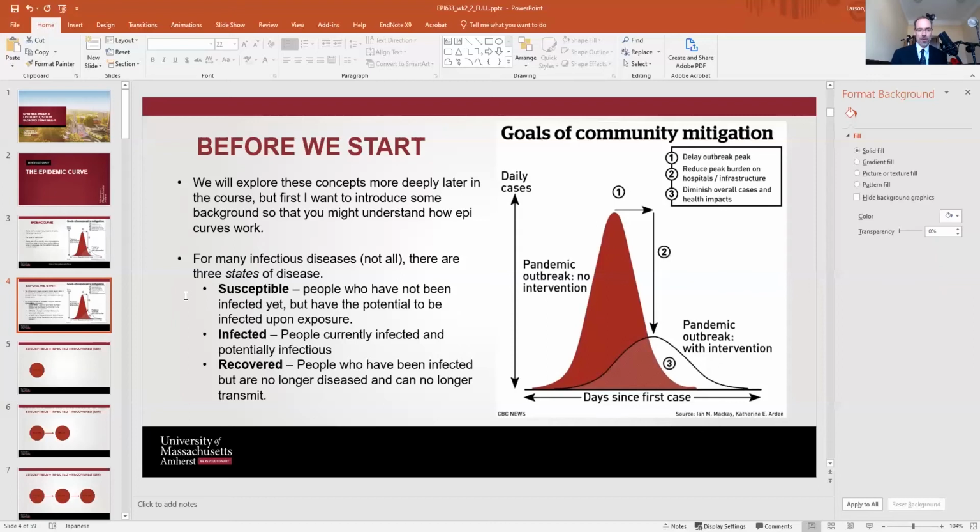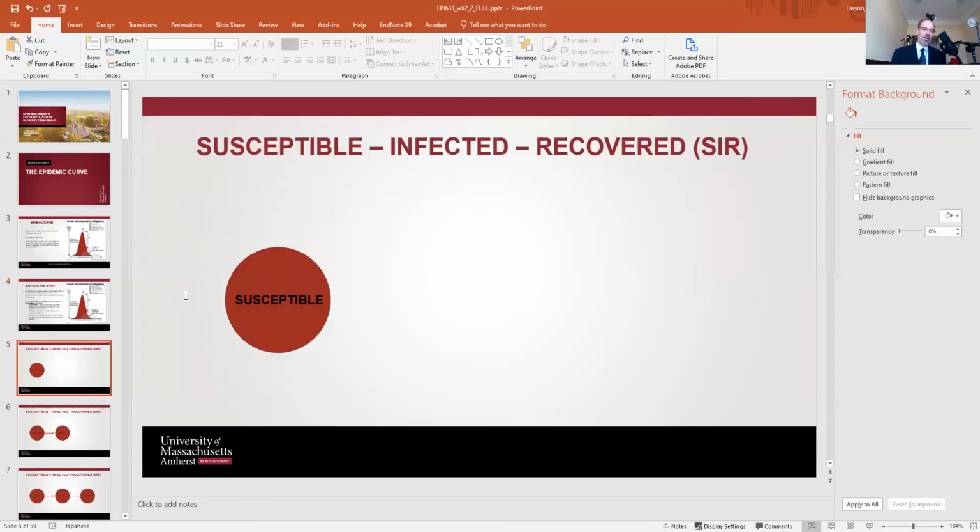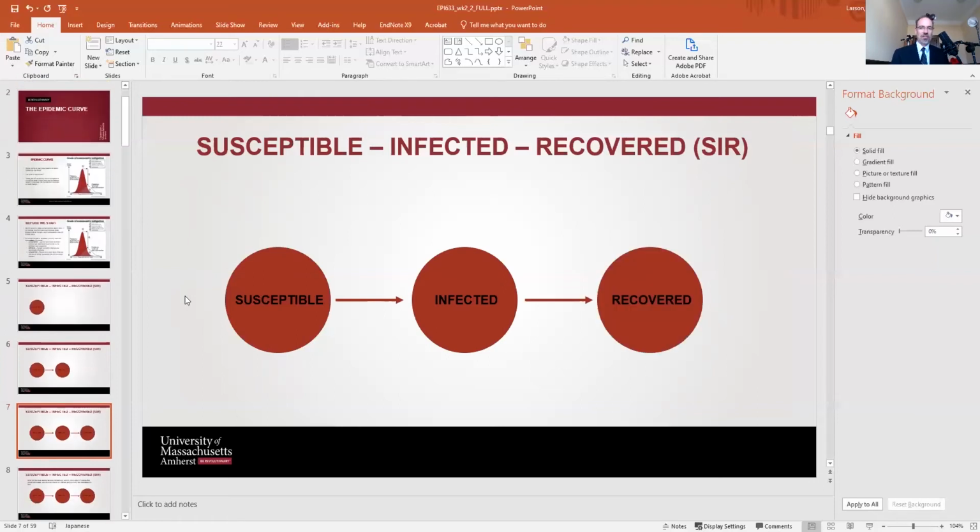So what we see is a bin of susceptible people. This is like most of us for COVID-19 right now. Then they become infected, they move into this infected bin, and eventually they recover. This is a simple susceptible, infected, recovered model, what we call an SIR model. You're going to hear me say that a lot over the course of the course.